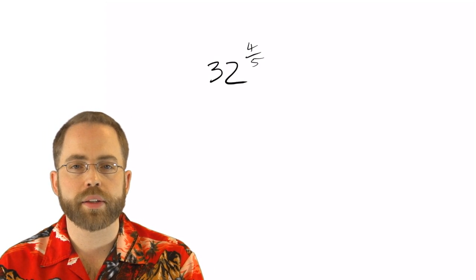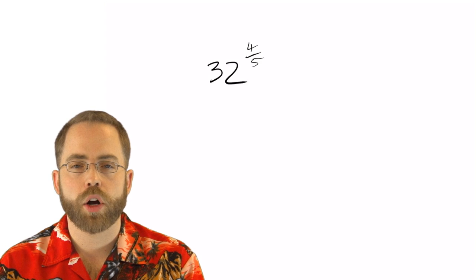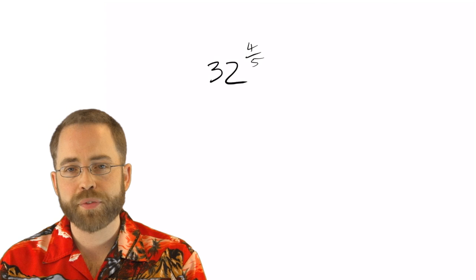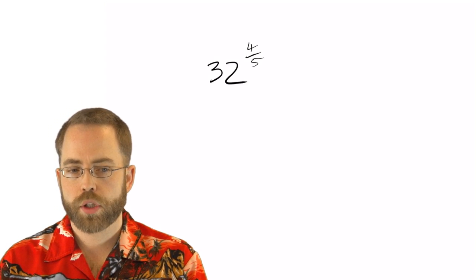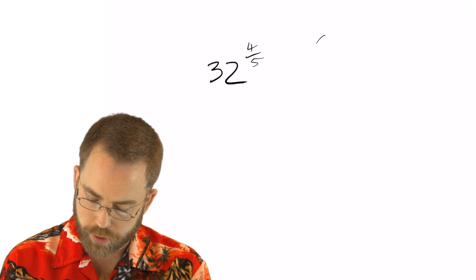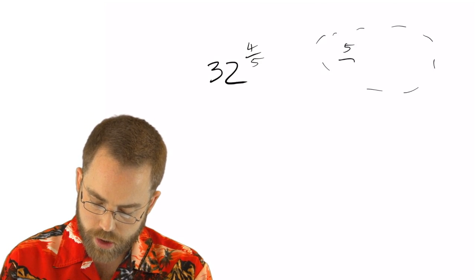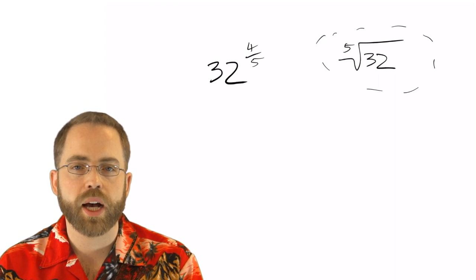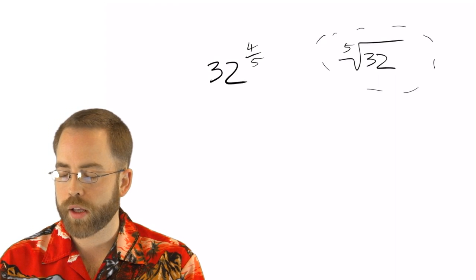Well, there's a rotten decimal. There's a number that's pretty hard to think about, right? No, actually, it's a very straightforward number if I do the root first. So the fifth root, let's think about that. Let's have a little thought bubble up here. The fifth root of 32 means what number times itself 5 times equals 32.